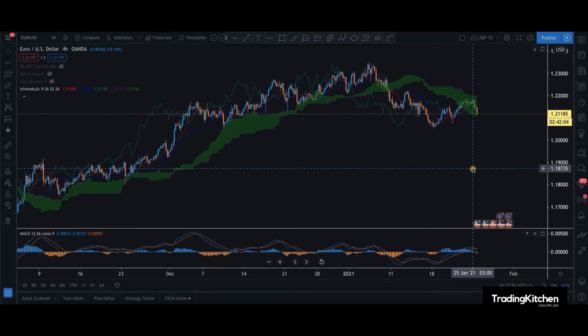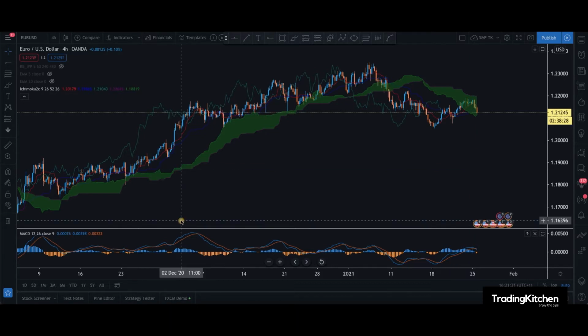ICHIMOKU, I will not speak about its history. As usual, you can find everything free on the internet, and the common way to use it as well. So I will not waste your time telling you something you could know for free. So ICHIMOKU represents a trend following. It's not an indicator. It's a trading system. It's huge as an indicator.